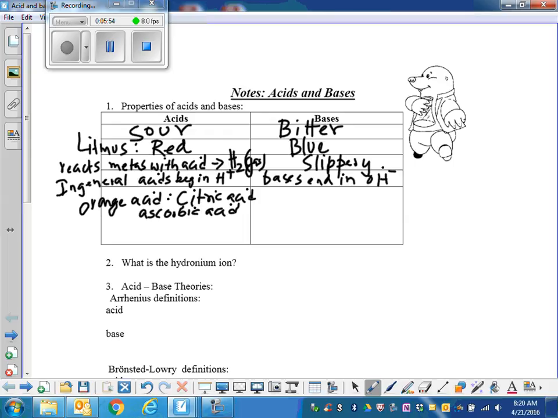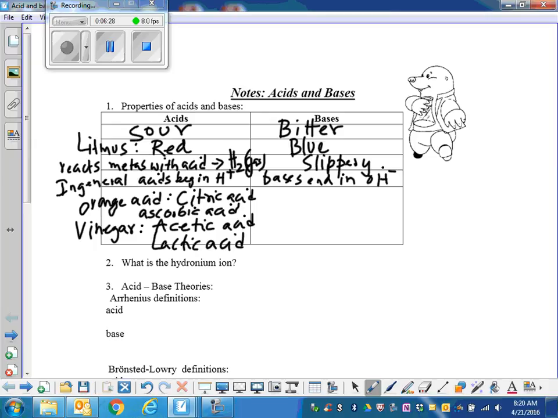Milk is slightly acidic. Vinegar, lime juice contains the same citric acid. So vinegar is what acid? Acetic acid. What do our muscles produce when we get tired? Lactic acid. So all these are acids that we encounter in our everyday life.